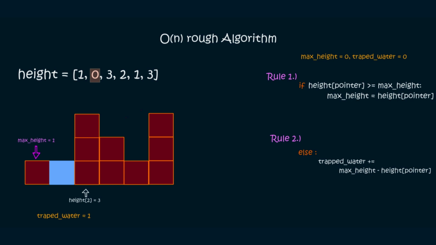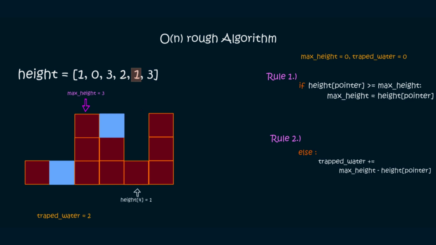Now we are at index number 2. At index number 2, the current height is 3, which is greater than the maximum height. Hence, we will update the maximum height with the current height according to rule number 1 and increment the pointer. Now we are at index number 3. At index number 3, the current height is 2, which is less than the maximum height. Hence, we will add the height difference between the maximum height and the current height, which is equal to 1, to the trapped water, and increment the pointer.